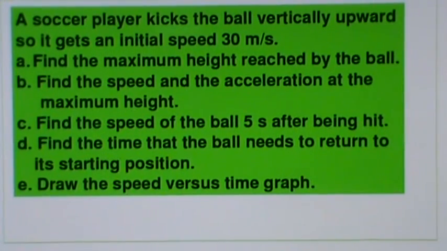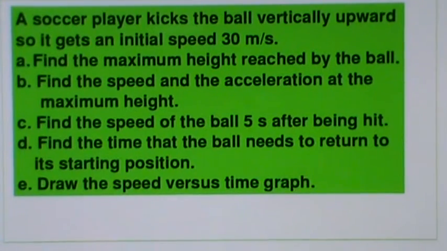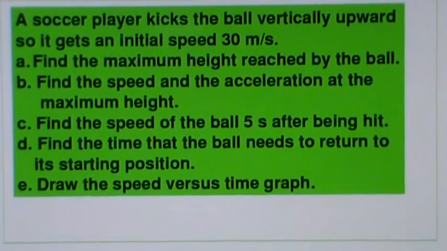This is the third problem. A soccer player kicks the ball vertically upward, so it gets an initial speed of 30 meters per second. We are asked to find first, A, the maximum height reached by the ball, and then B, the speed and the acceleration at the maximum height, C, the speed of the ball after 5 seconds, and then D, the time that the ball needs to return to its starting position. And then finally we are asked to draw the speed versus time graph.